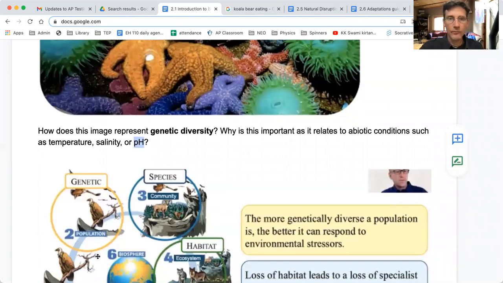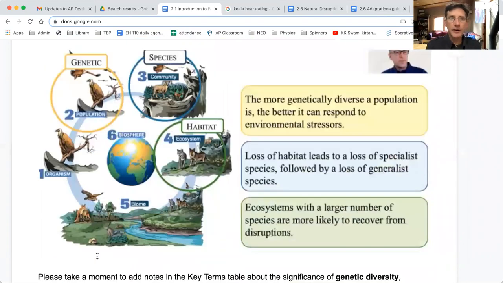Okay. So in this diagram here, a couple of key points to point out. We've already been talking about how the more genetic diversity there is, the better it can respond to environmental stressors, like we just talked about. And loss of habitat is going to affect specialists more than generalists, because generalists can leave and find other comparable food sources that are good enough for them in other areas. But if a specialist needs to eat a certain type of plant, and that plant is being cut down by habitat loss, then that species is going to suffer. Their populations are going to decline because of not getting enough food.